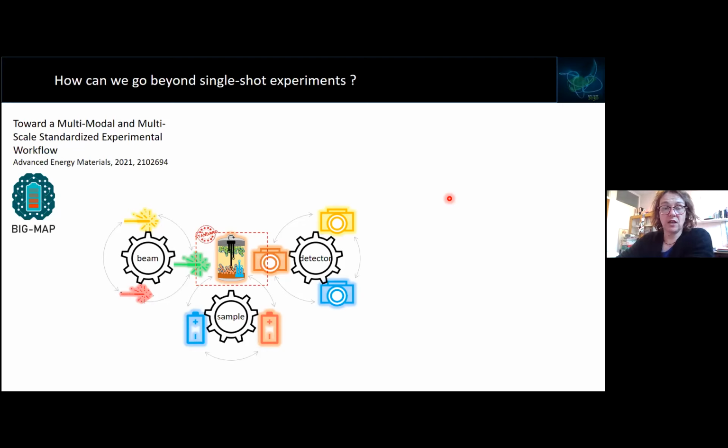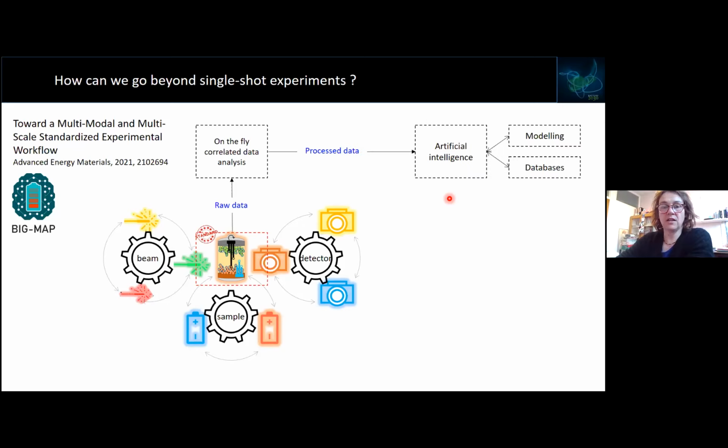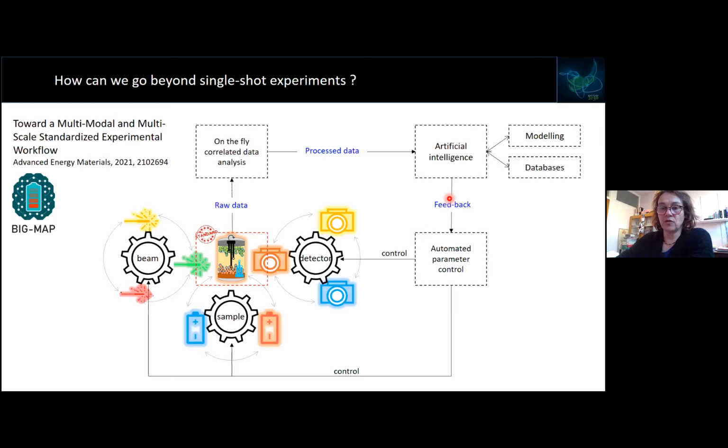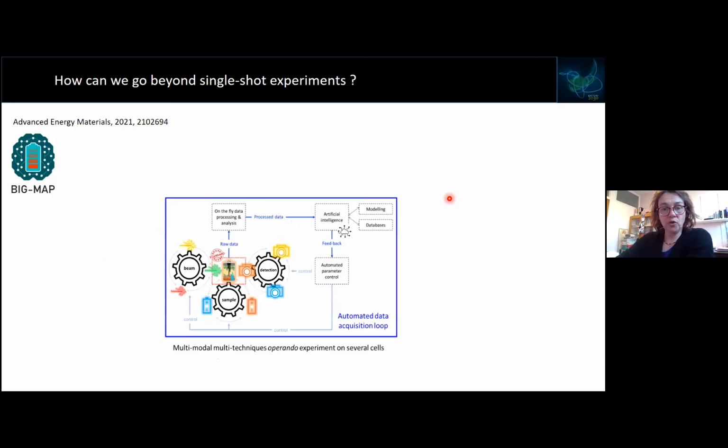We would need the raw data to be correlated on the fly and processed and sent to an artificial intelligence that would interrogate databases and modeling, and be able like that to feedback loop to the control of the experiment and select the best detector, the best sample, the best beam for doing the best experiment. At that point, we have created an automated data acquisition loop.